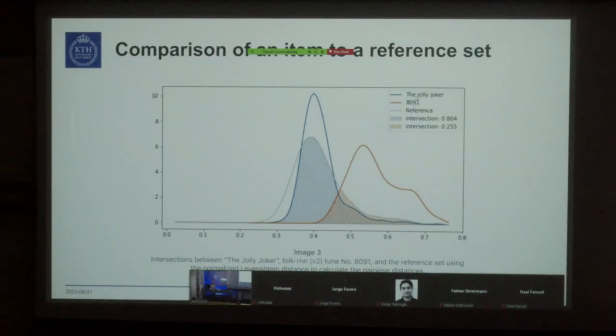The Jolly Joker is one from the O'Neill's collection that is not seen by modern practitioners of the tradition to be within the tradition. They say this tune has been forgotten for good reason, because it's a very bad tune. So we're thinking that this would be something far outside the distribution, but we do see that the reference distribution here, which is saying O'Neill's tunes have this distance characteristic, the Jolly Joker looks pretty close to this distribution with respect to this normalized Levenshtein distance.